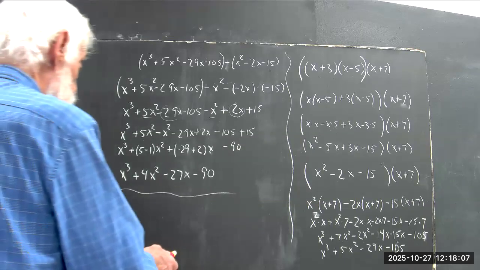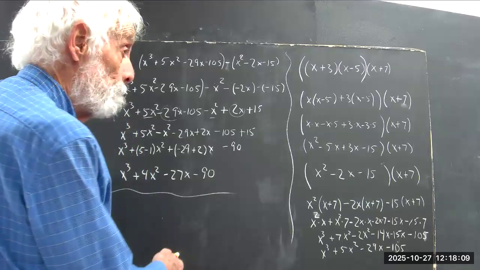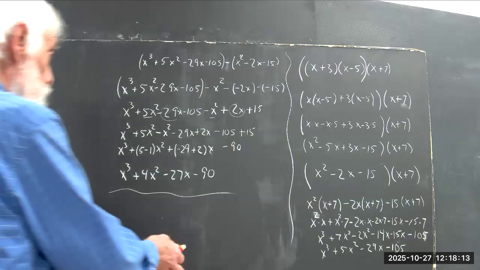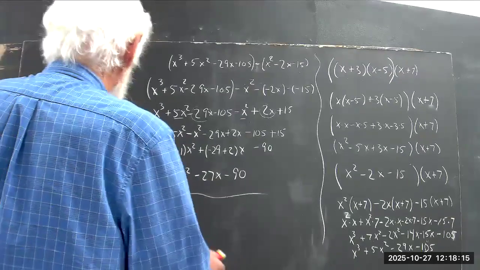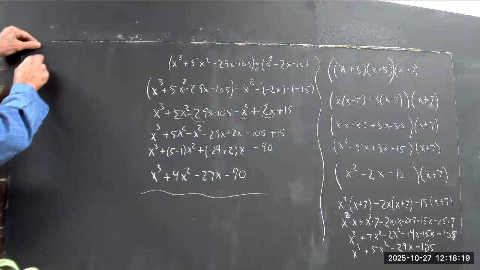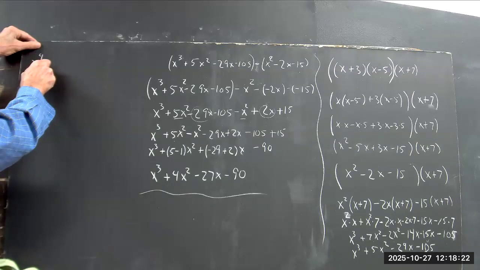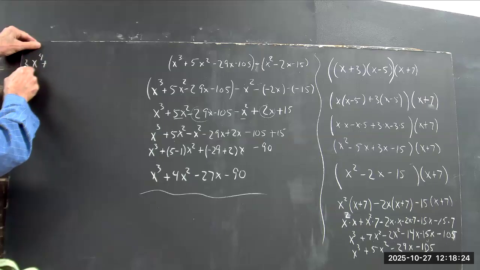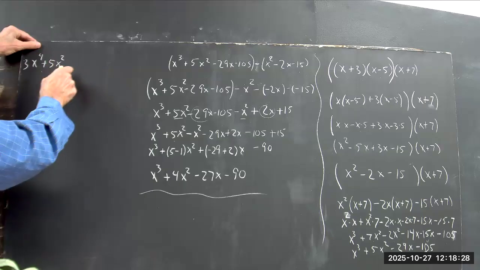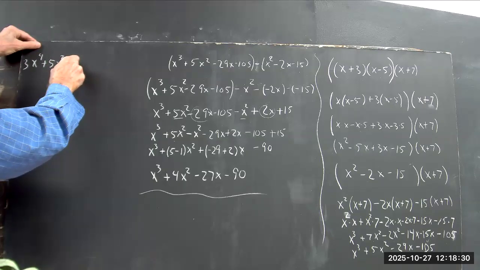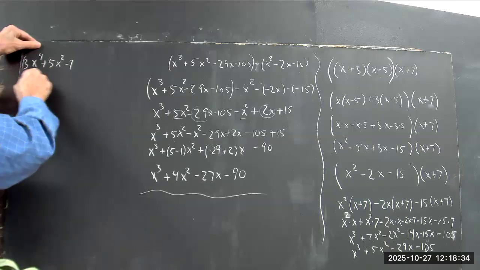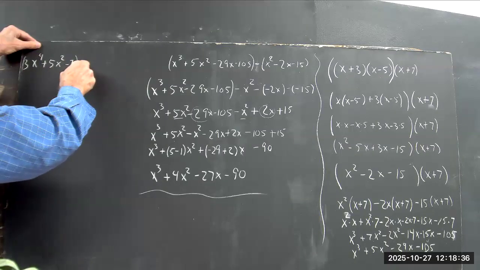Okay, so let's try another one. I'll see how much board I've got visible. Okay, I need just a little more. Let's try x to the 4th. Let's try 3x to the 4th plus 5x squared minus 7. Oh, there's a 7 again. Yeah, we'll do it anyway. Minus 7 plus.